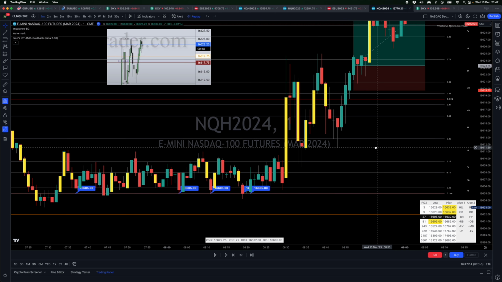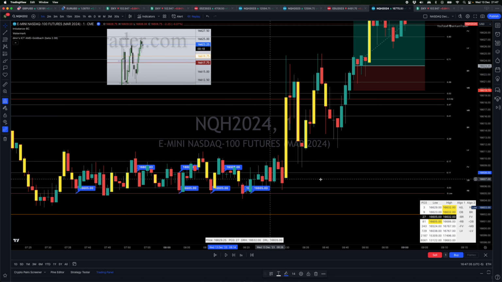The way I would have handled this trade was, yes, accumulation, and see how even these candles, see how sensitive they are to the top of the order block level. 16608. Right.